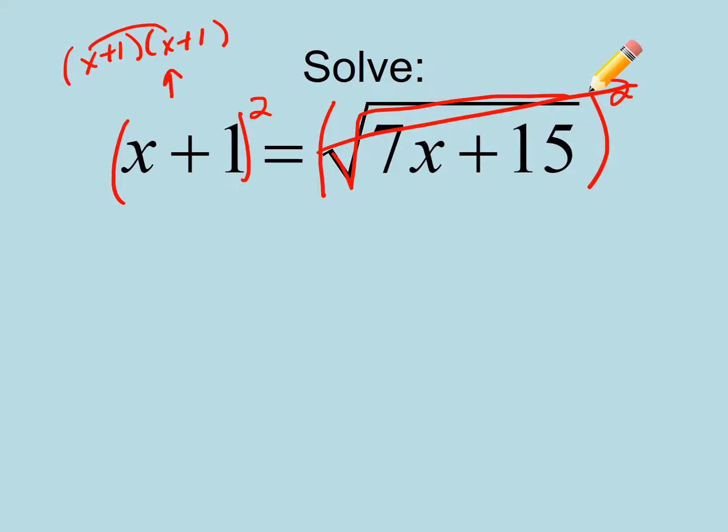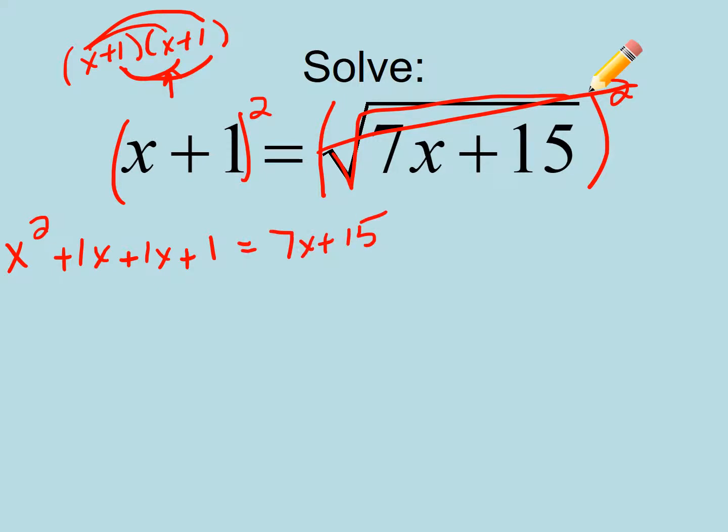So that's going to be x times x, which is x squared. Then we have x times 1, which is plus 1x. Then we have 1 times x, which is plus another 1x. Then we have 1 times 1, which is plus 1. And that's all equal to 7x plus 15. And we can combine like terms, so we get x squared plus 2x plus 1 is equal to 7x plus 15.